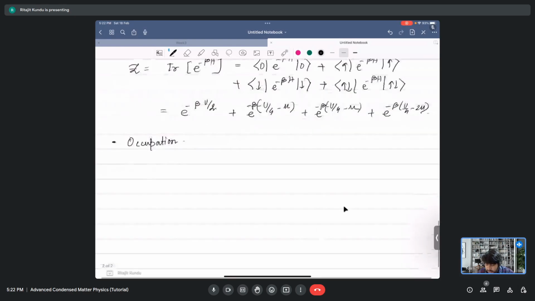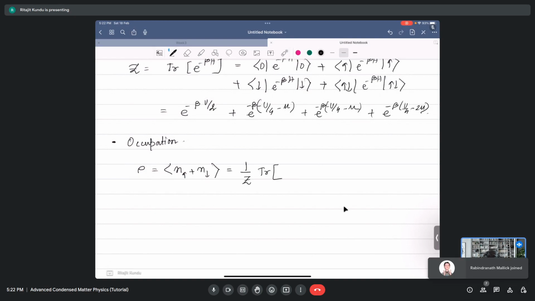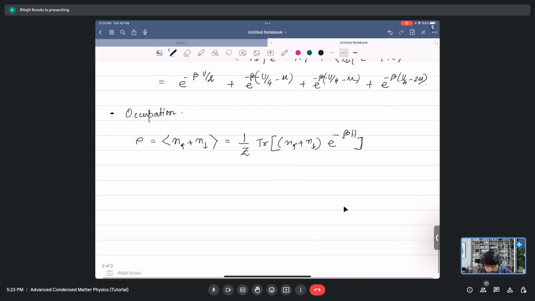I'm looking at the single site occupation. So rho is n up plus n down, the expectation value of this. When I am talking about thermal states or density matrices, the expectation value is given by 1 by the partition function times the trace of this object, n up plus n down, times e to the power minus beta H. Just this, standard statistical mechanics. This counts, on this site, given a chemical potential, how many particles you can put. So this is the occupation.